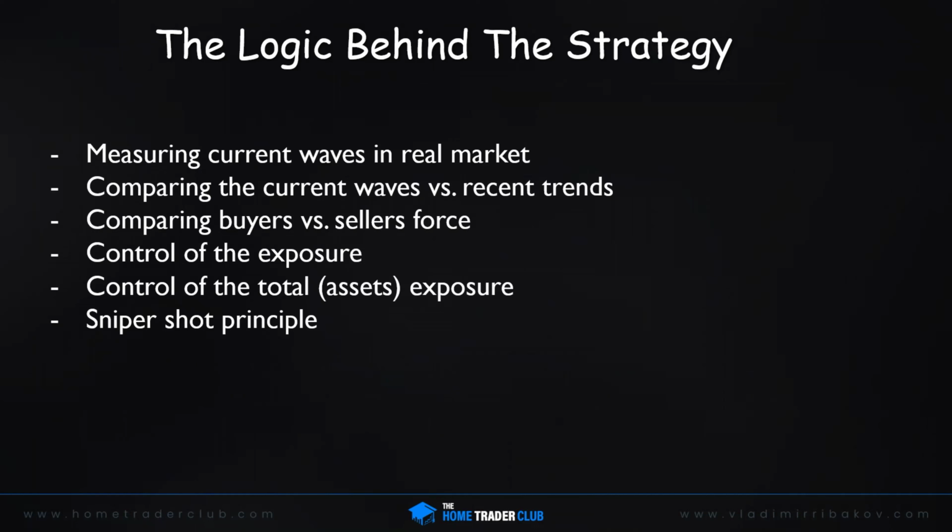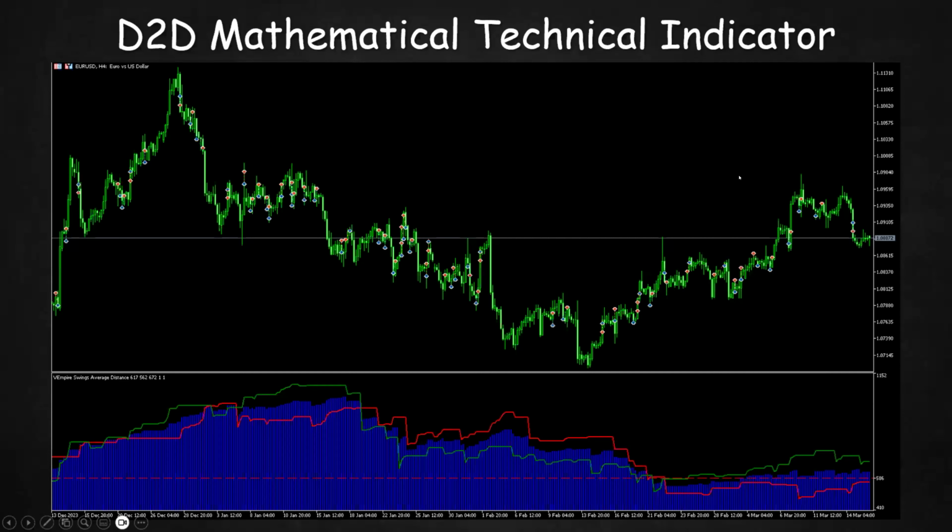We control the full exposure here by volume, by lot sizes, by asset exposure. There will never be overexposure to a specific instrument. It's very important. And the principle the strategy works on is a sniper shot principle, meaning it waits for the right moment at the right time to make its shot, based on the data that the indicator directs to the EA. This is the indicator.